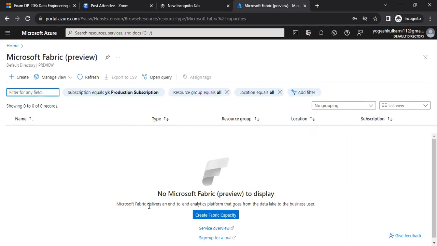Obviously, every one of us is working for an organization and we have some sort of Fabric capacity available, like for 59 days, but after that I think it will become paid. So there will be a separate license for it, and the costing model will be different. So it's a new service.